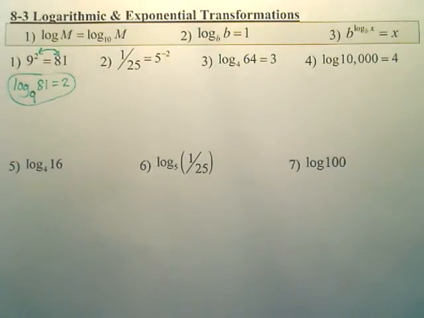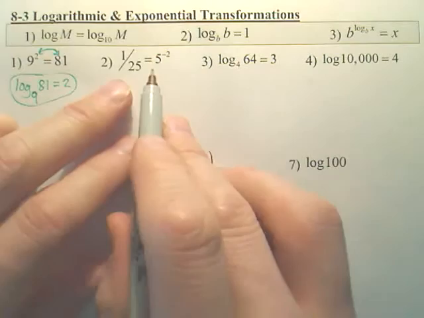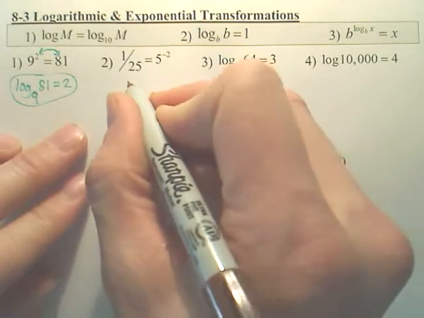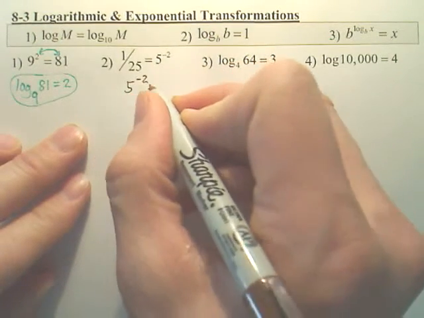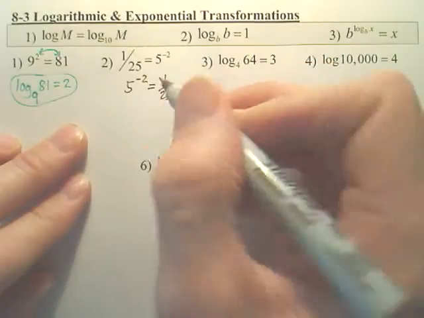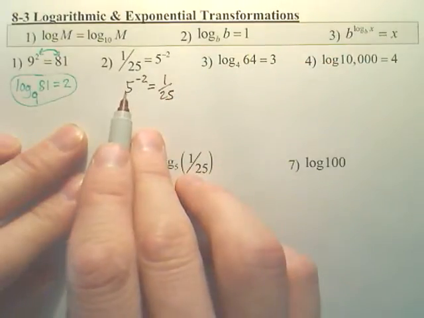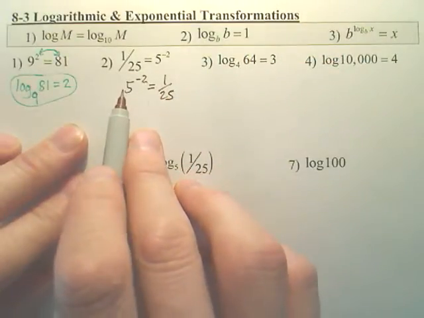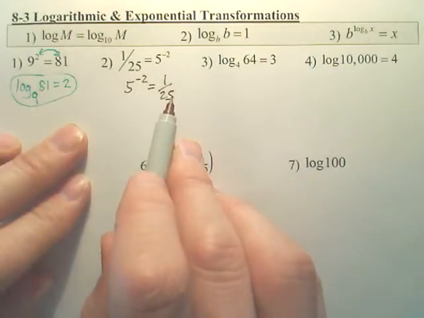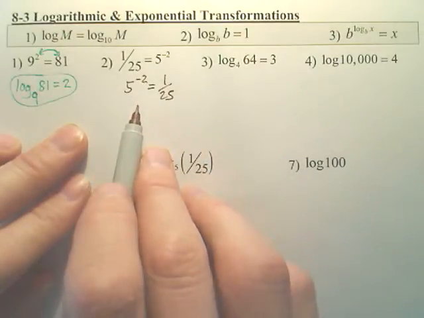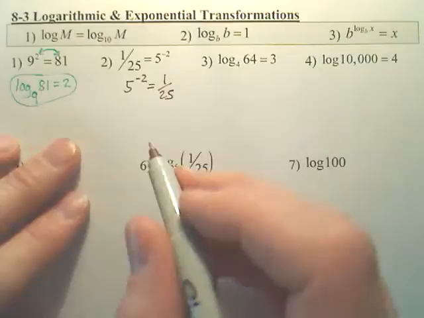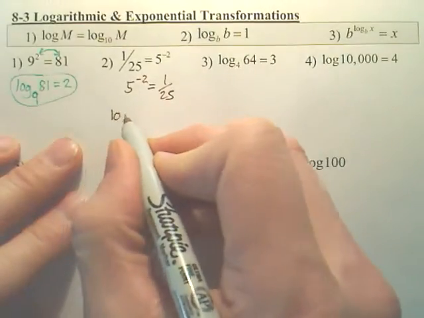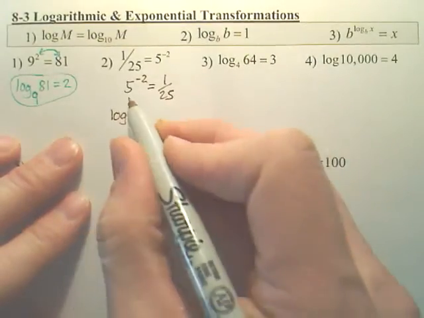Number 2. Now, aren't these backwards? Let's first rewrite it. I like to have the power over here. And by the way, is this true? It's 5 to the negative second, 1 over 25. Yeah. Because doesn't that drop the power to the bottom? Square it. Okay. Now, if we write the word log in front, what's the base of my log?